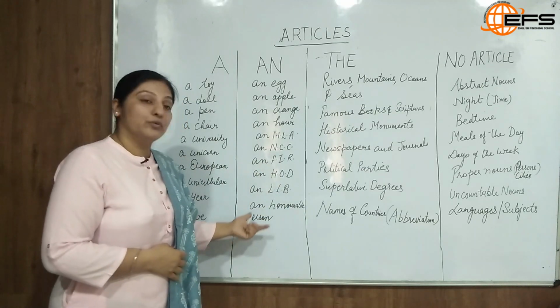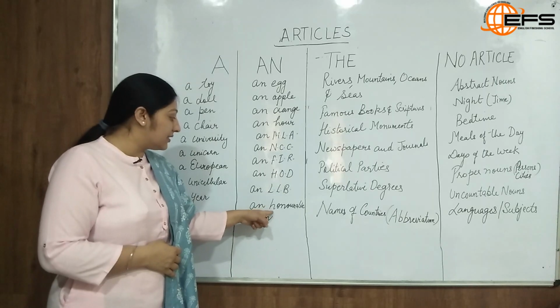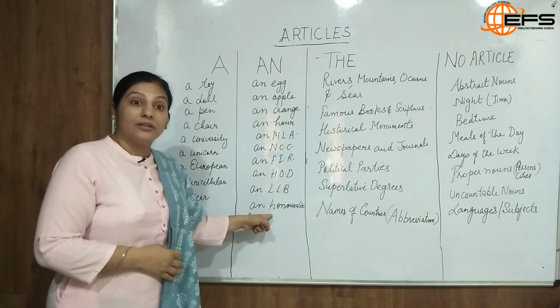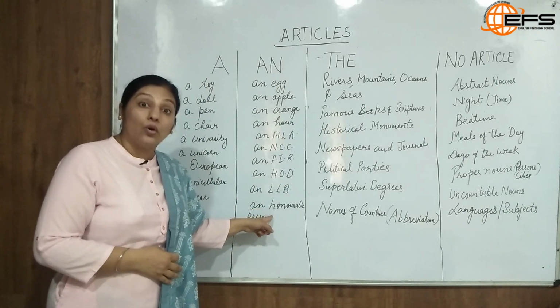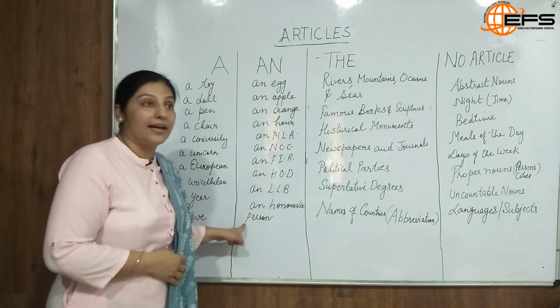The same rule goes for an HOD, an LLB, an honorable person. Again look at this letter H, honorable, the sound produced by H is O. So here it becomes the use of the article an.